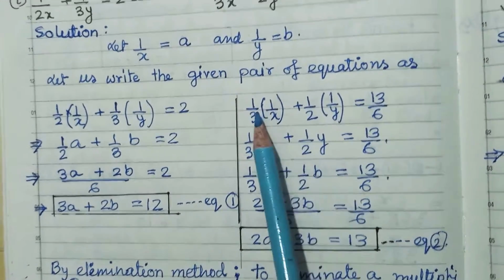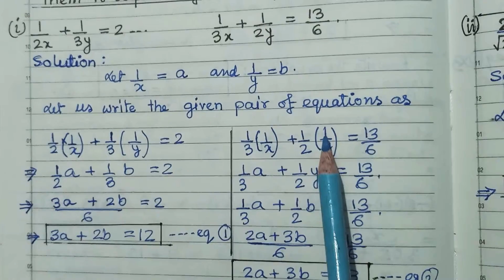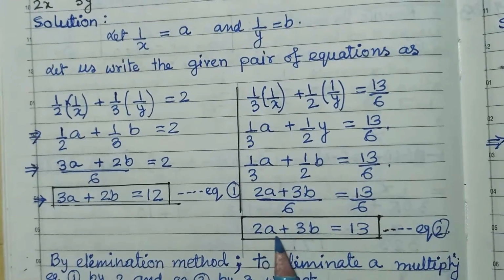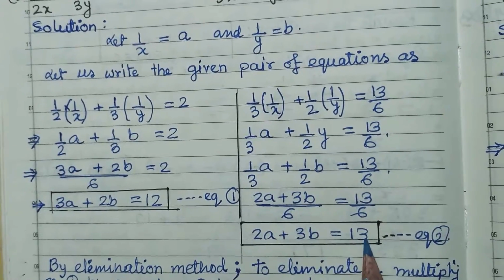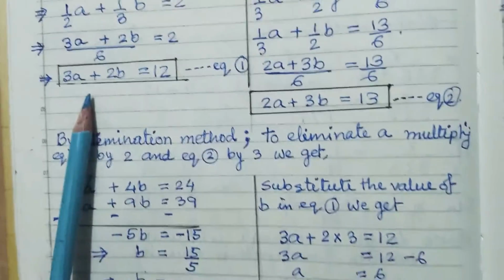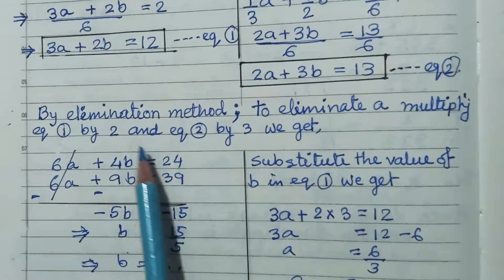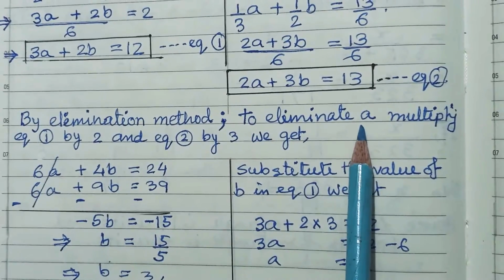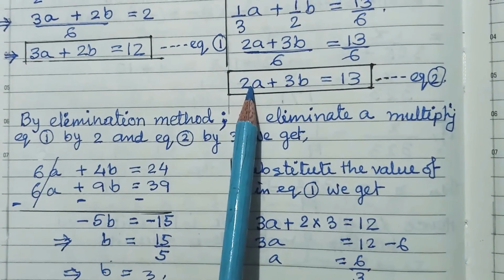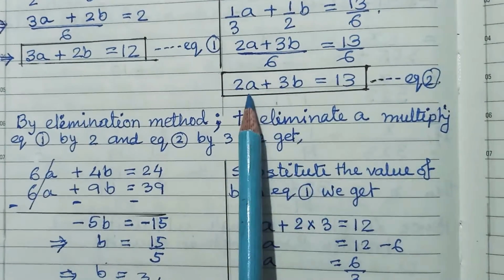Similarly, the second equation is 1/3 into 1/x and 1/2 into 1/y. The same way this equation comes as 2a plus 3b equals 13. Now equation 1 and equation 2 you can solve by any method. I have solved by the elimination method. Eliminate a first, so the coefficient of a will be the same. So multiply equation 1 by 2 and equation 2 by 3.